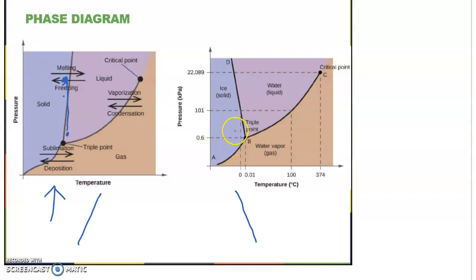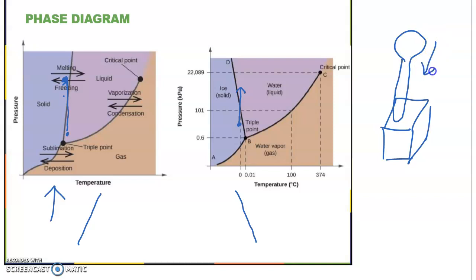However, for water, it will be different. Let's say we start from here when it is a solid, and if you apply pressure at the same temperature, it will melt and become water. That's why if you have a piece of ice, and you use a spoon to press it on top, applying pressure, the ice will melt over here.